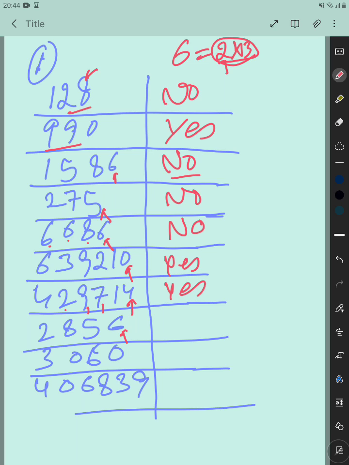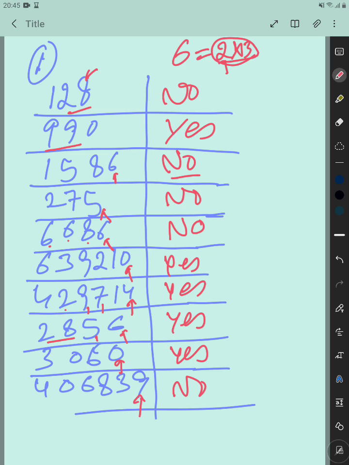So for dividing by 3, we need to add all the digits. So 8 plus 2 is 10, then 5 is 15, and then 6 is 21. So 21 is divisible by 3, therefore the complete number is also divisible by 3 and 6. Okay, so it is yes. Now we have come to here, so it is divisible by 3 and 2 both. Okay, so it is yes. Now we'll test here, so it is not divisible by 2, so it is not divisible by 6 also.